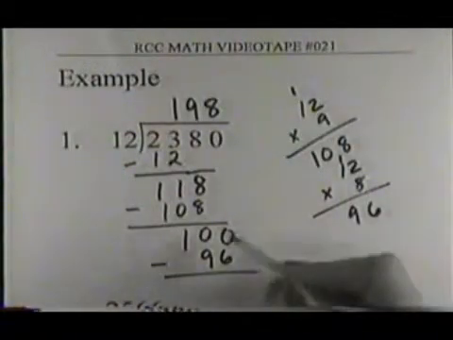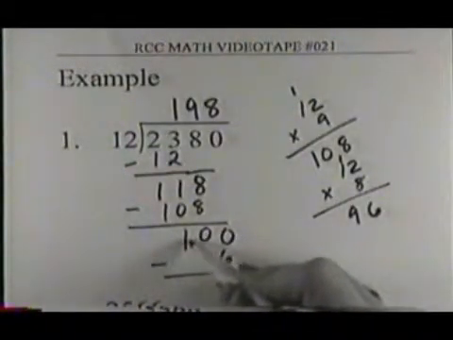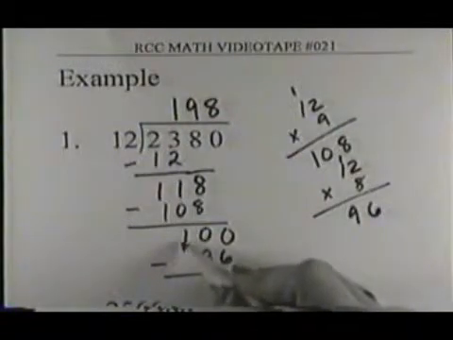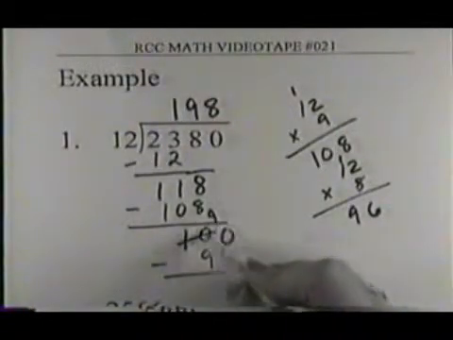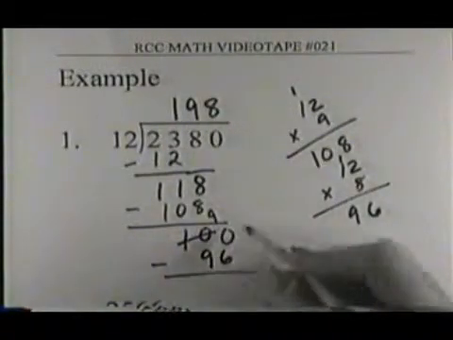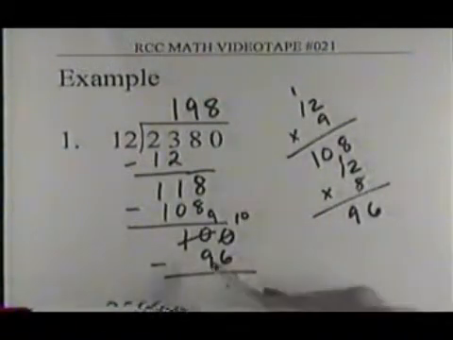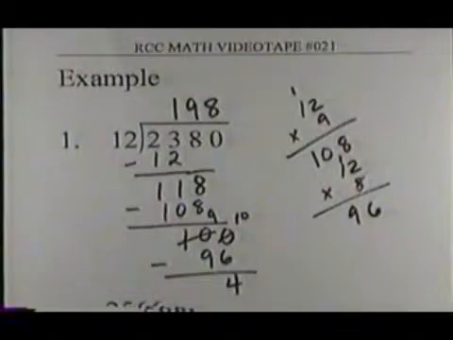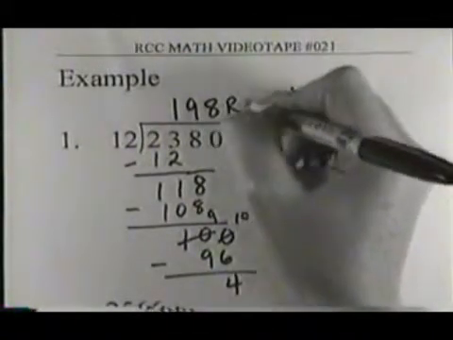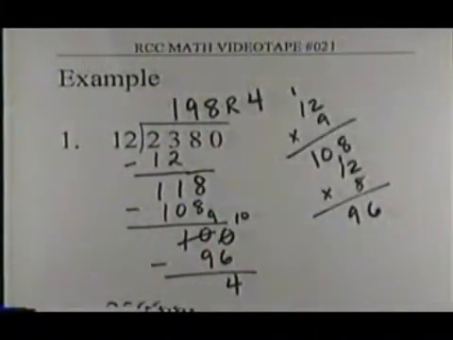Subtract. Okay, so let's see, we need to borrow from the 0 here, so that I'm going to make that 9 since I'm borrowing from 10 here. Make this a 10. So 6 from 10 is 4. And then 9 from 9 is nothing. So this is 198, remainder 4.